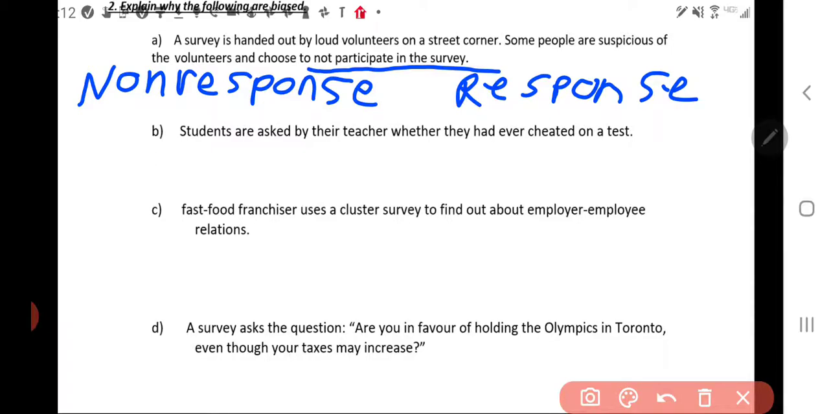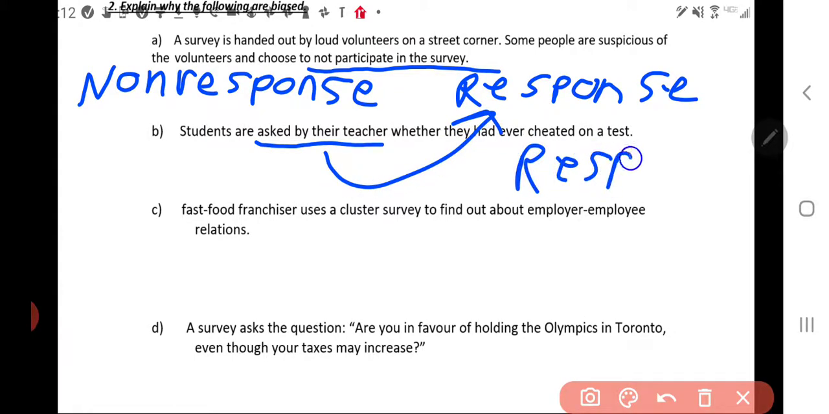Part B says students are asked by their teacher whether they cheated on a test. So the key thing is they're asked by their teacher. Students don't like to always admit that they cheated on a test, so this can also lead to a form of response bias.